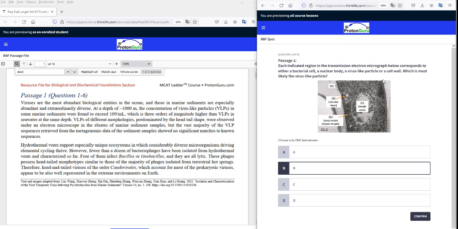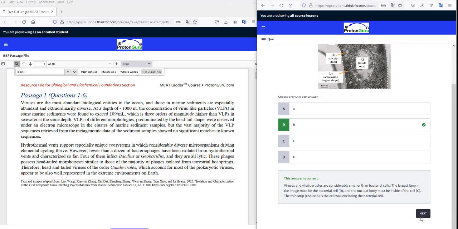This very large thing is probably the bacterial cell. You probably have a nuclear body, not a full-on nucleus perhaps, but a nuclear body here. And you see part of the cell membrane highlighted by region A. And if you're in the practice mode, you can see whether you got the answer right with each click, or you can just advance on, but you could stop and pause and read the explanation.